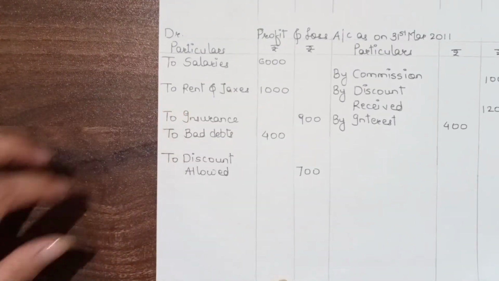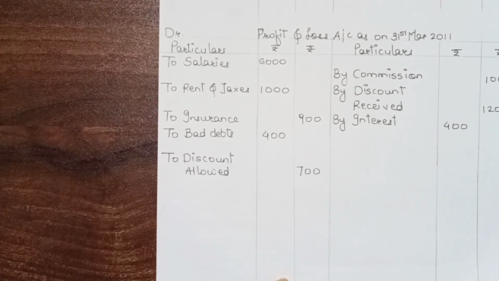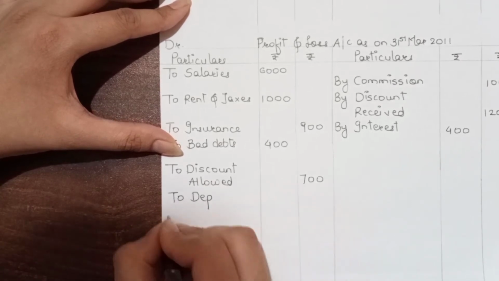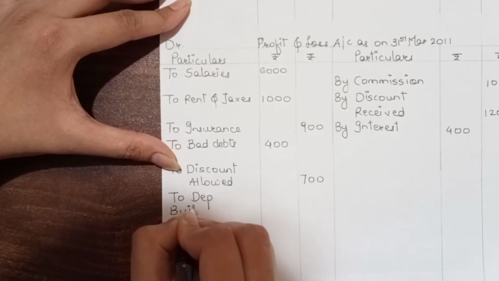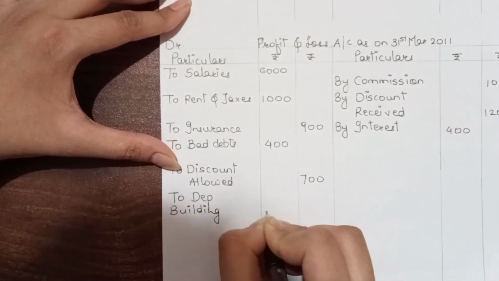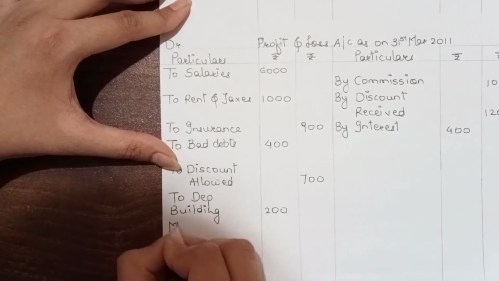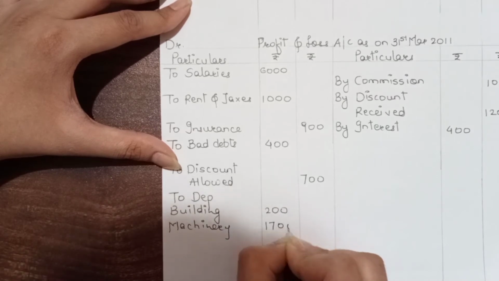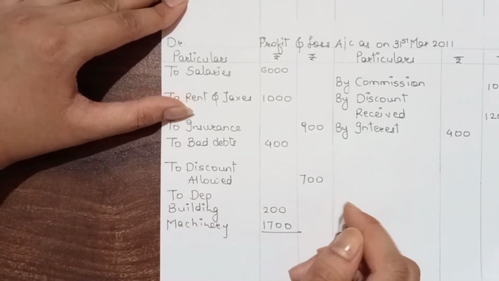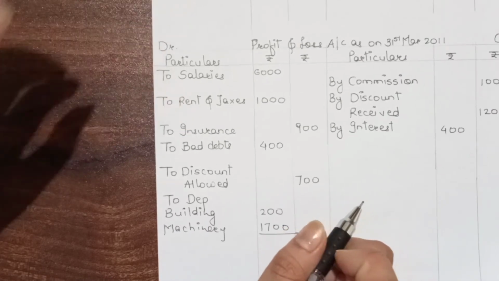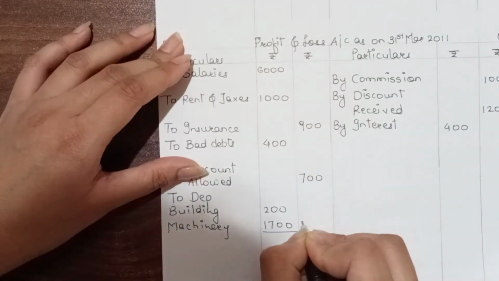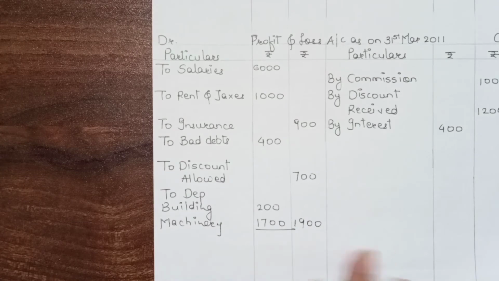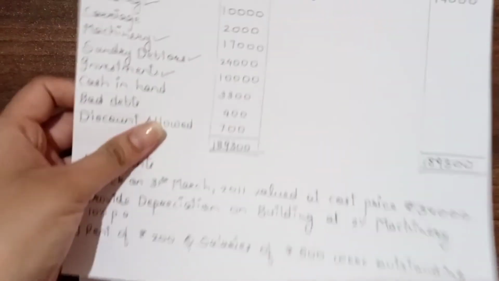We will see the second effect. To depreciation, I will write here in short form. Building, how much was it? 200. And machinery, it was 1,700. So the total depreciation is, let me calculate, 1,900. So this is how you have to give the second effect of it. Next one we will see.